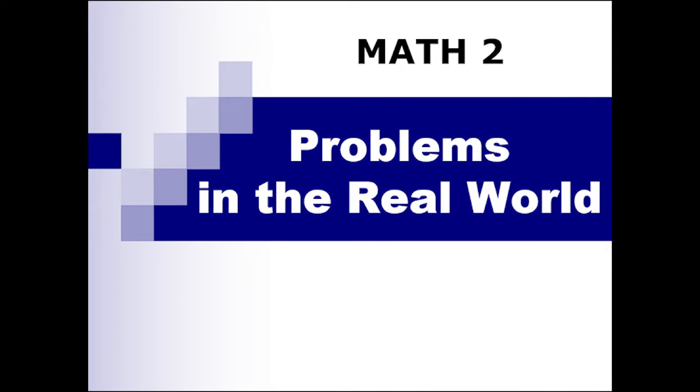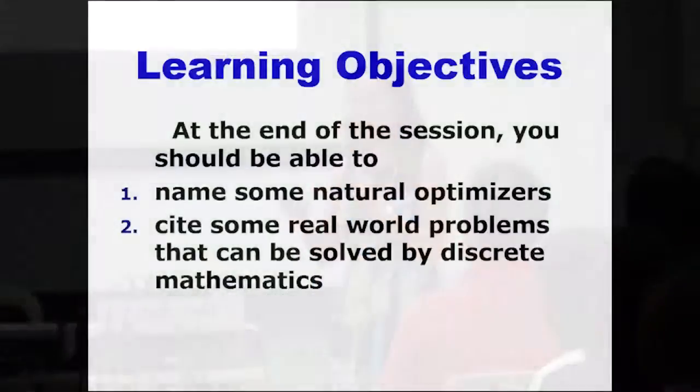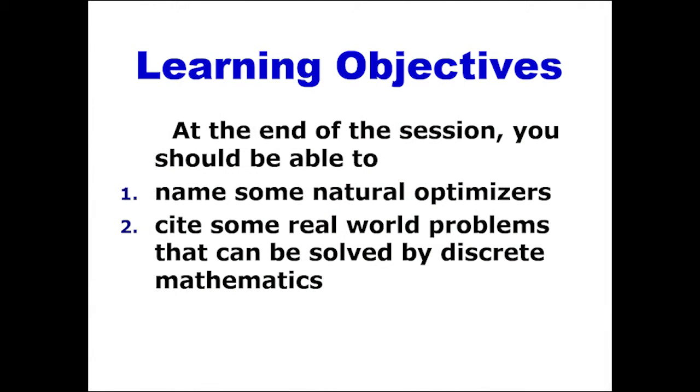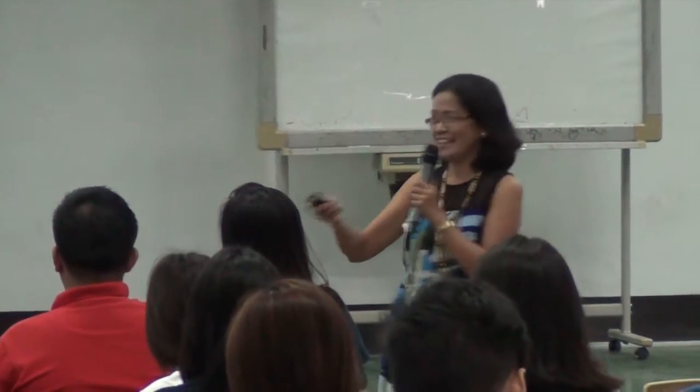So before we go to those specific examples, let's set our learning objectives, our goals for this session. At the end of the session, hopefully we should be able to name some natural optimizers and cite some real-world problems that can be solved using discrete mathematics. You still remember our definition of discrete math? Okay, so I assume that you can differentiate discrete from continuous math.